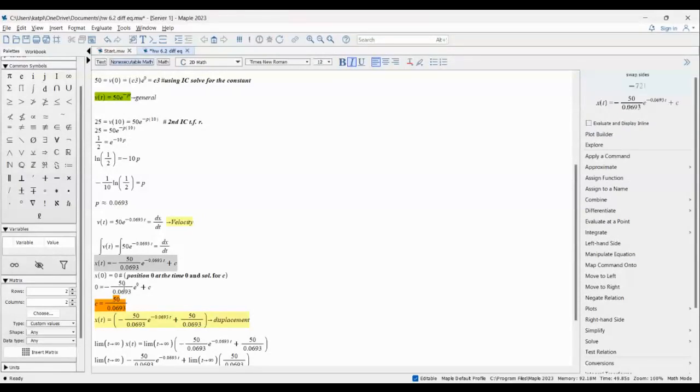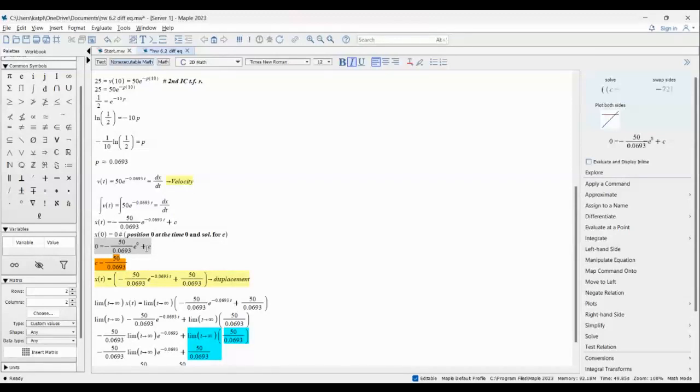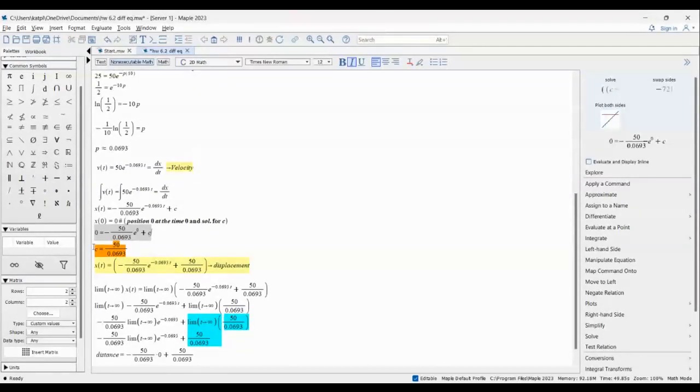This is a constant, and we will use position 0 at time 0, so x of 0 equals 0, to solve for c. We plug in t equals 0, which would give us this, and e to the 0 is 1, so we would just take c to the left side and then divide both sides by negative 1 in order to find c. So the c we would get is 50 over 0.0693.